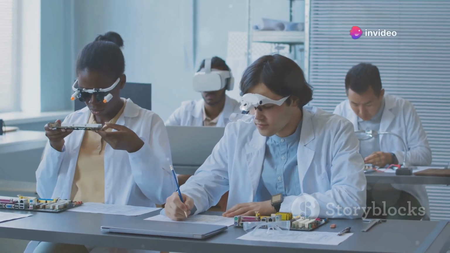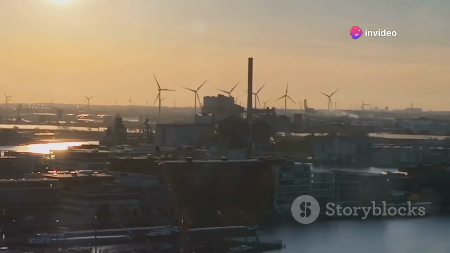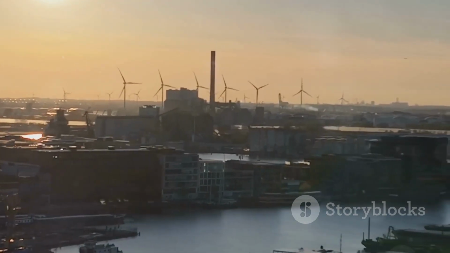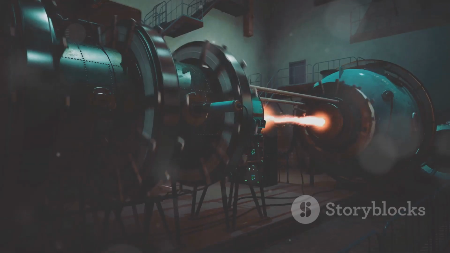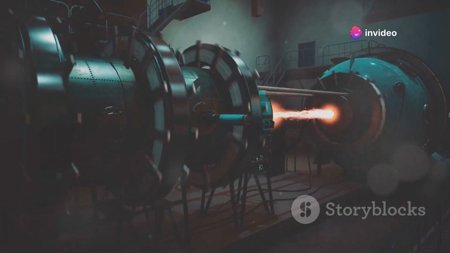Real-life problem-solving applications. Nuclear power plants. Clean energy. The problem: how can we produce energy efficiently to meet global energy demands while reducing greenhouse gas emissions? The solution using E equals mc².